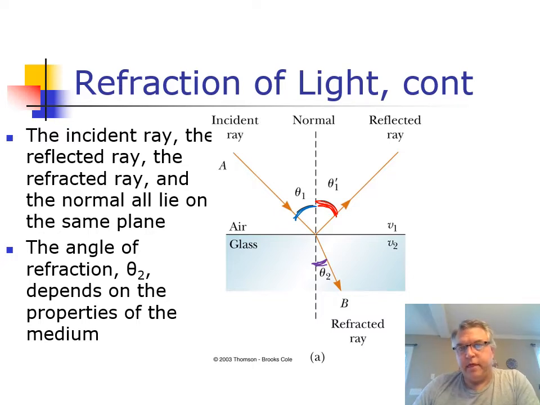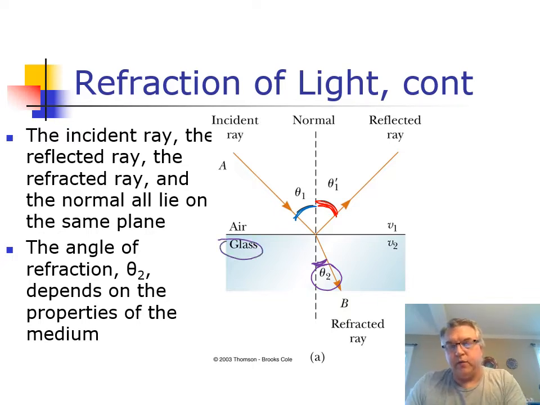So all those measurements are from the normal, but now we do have another angle that we have to take into account, and that is called my angle of refraction. And the angle of refraction, which is going to be different from my angle of incidence and my angle of reflection, depends upon what this medium is. And like I said before, light is going to travel at different speeds through different mediums, and how much it refracts depends upon the properties of that particular medium that it is refracting into.